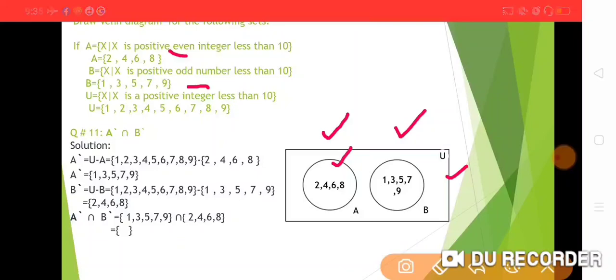This is set A and set B. First thing we have to recognize is which set this is, and then we are going to draw a circle according to that. As this is the disjoint set, we are going to draw a circle of A and B separately. Now here we have an answer that is called null set, as we don't have any element in the answer.